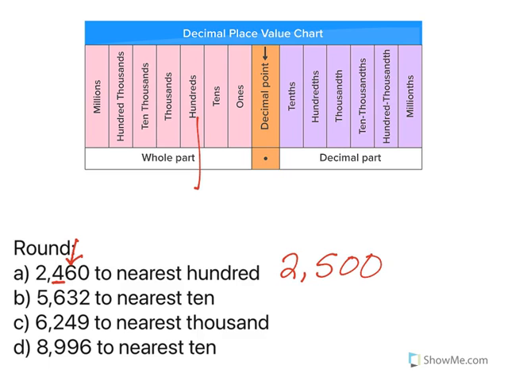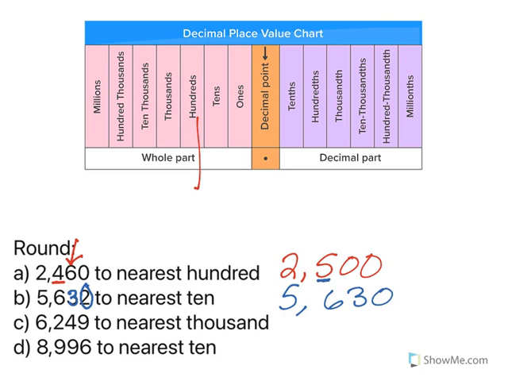In the next one, I want to go to the nearest 10. Well, the 3 is in the 10 spot. So I look one place past at the 2. 2 tells me to stay the same. So I'll have 5,630.